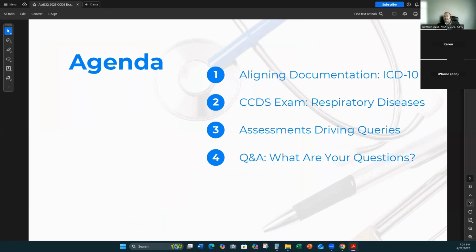Finally, assessments. What are the troublesome or faulty provider assessments that drive the query process and also the chart review process in general? And that's best illustrated through some practice questions that we'll look at, 5 or 6 practice questions in today's session, and dissect those. Why are the right ones right? Why are the wrong answer choices wrong? And finally, a Q&A session. What are your questions for me about the topic, whether it's about respiratory diseases or anything else to do with the CCDS exam and how to prepare for it?